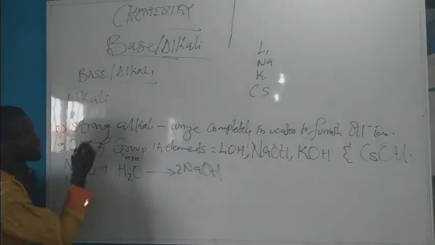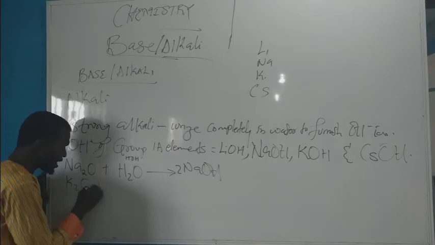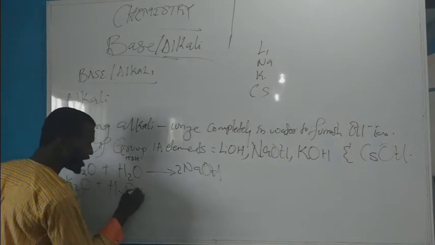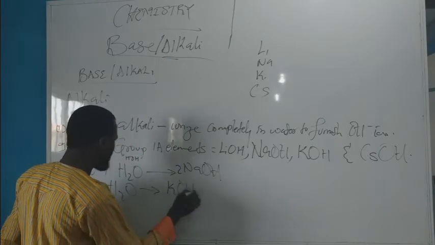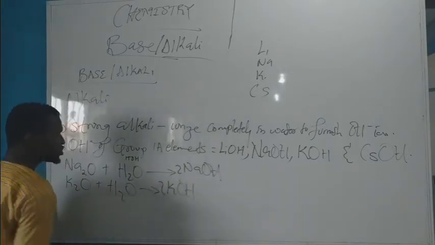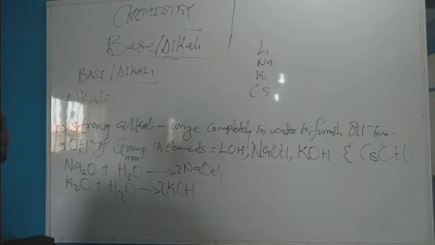But then we have the other, which is potassium oxide. Potassium oxide dissolves in water to furnish or produce potassium what? Hydroxide, which is good to hear. The question is what is balanced.